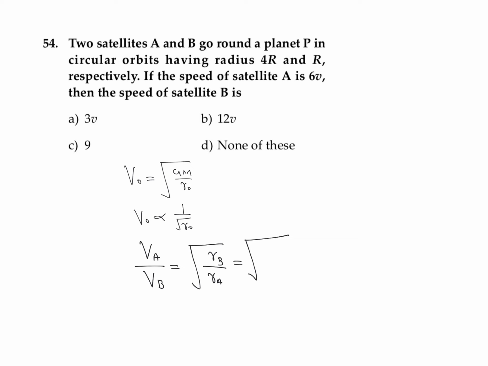So we can write this is equal to under root of the radius in the second situation, which is given as nothing but r, and radius in the first situation, which is given as nothing but 4r. So we can cancel this r and r. So this is like under root of 1 divided by 4. Root of 1 will be 1 and root of 4 will be 2.